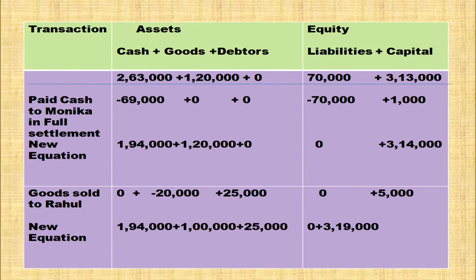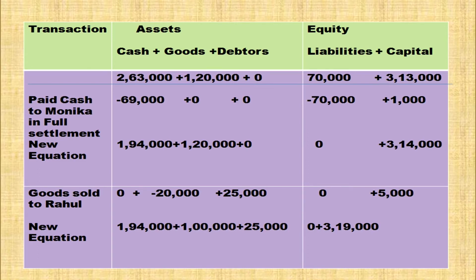So cash is going from the business, only 69,000. In the cash column, deduct 69,000. Liability is fully settled, so minus 70,000. The whole liability will come to 0 after this because it is settled. There is a profit arising because we have not paid 1,000. So capital is increased. In the capital column, add 1,000. 70,000 minus 69,000 is 1,000. That is added to the capital.